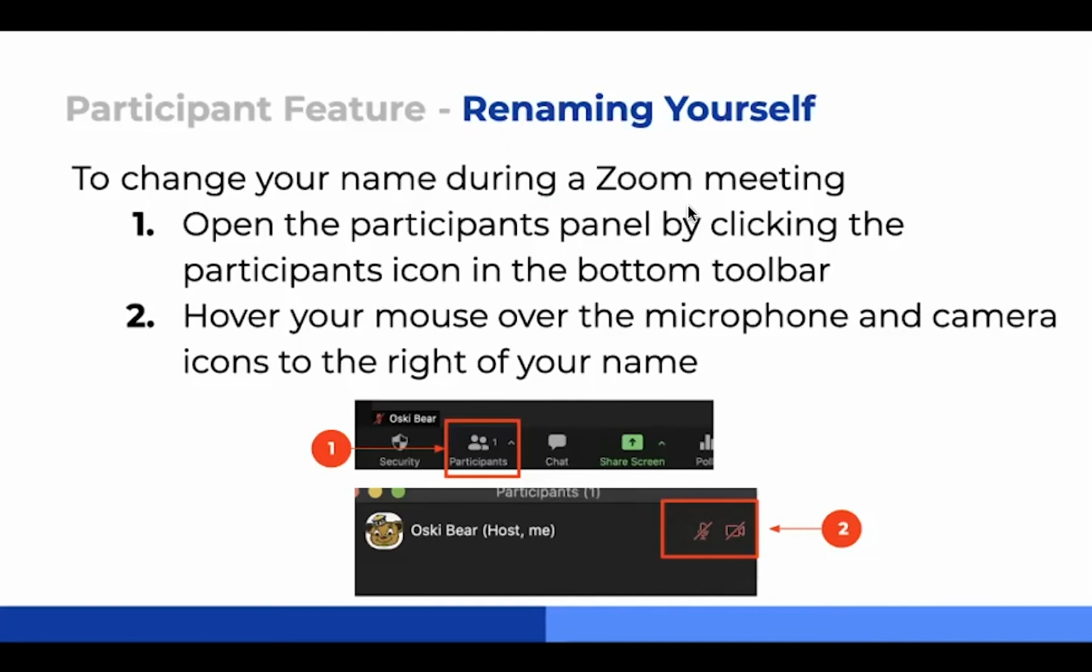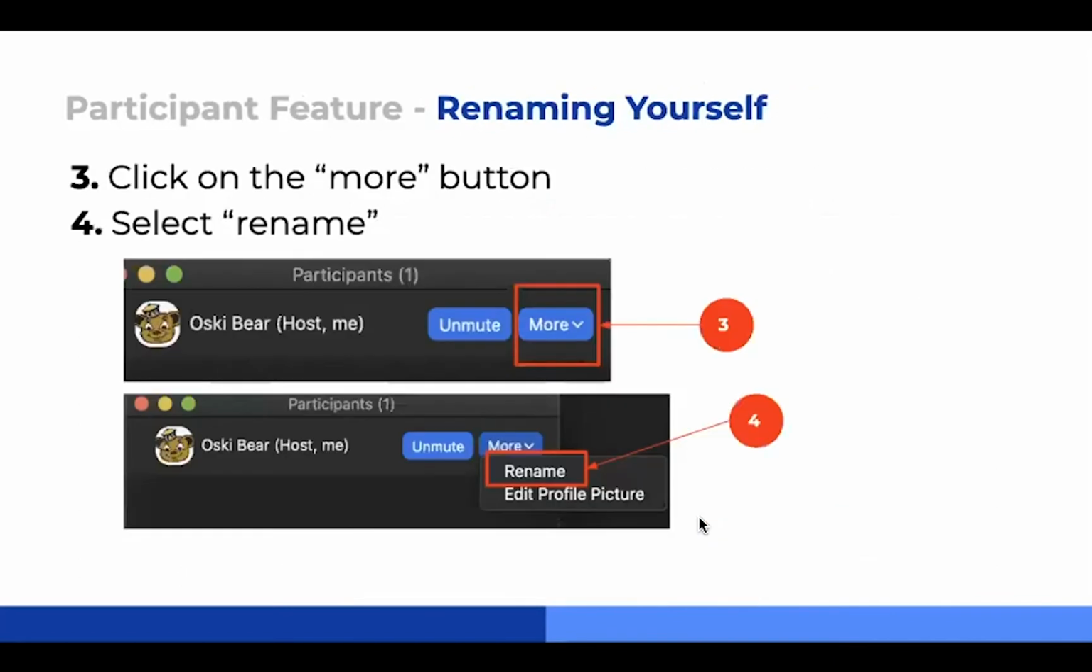So to change your name during a Zoom meeting, one, you open the participants panel listed right here where the red number 1 is, and you click it in the bottom toolbar. When you hover your mouse over the microphone and camera icons to the right of your name, there will be a more button. And like with the direct messages, you just touch it and more options will come up. And then you press rename and you can change it to whatever.